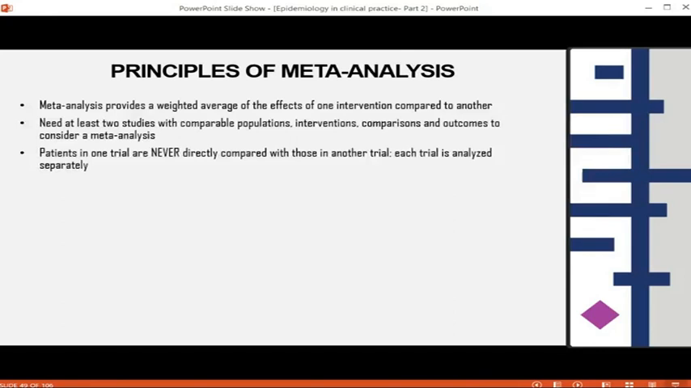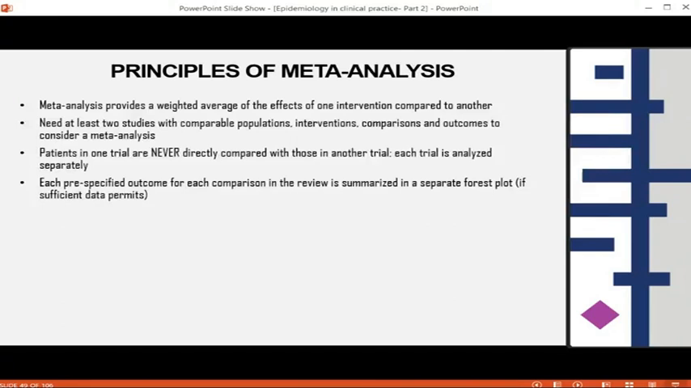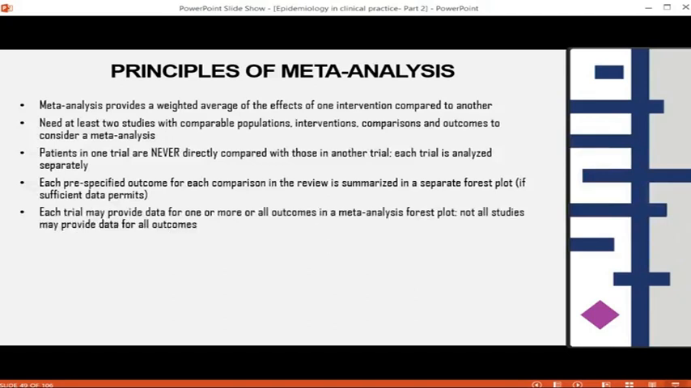We are looking at patients who are randomized within the same study, and the results are analyzed separately for each of those studies. And for each outcome, depending on the number of studies that provide you data for that outcome, you get a forest plot for each outcome. And some outcomes may have more studies giving you data than other outcomes.